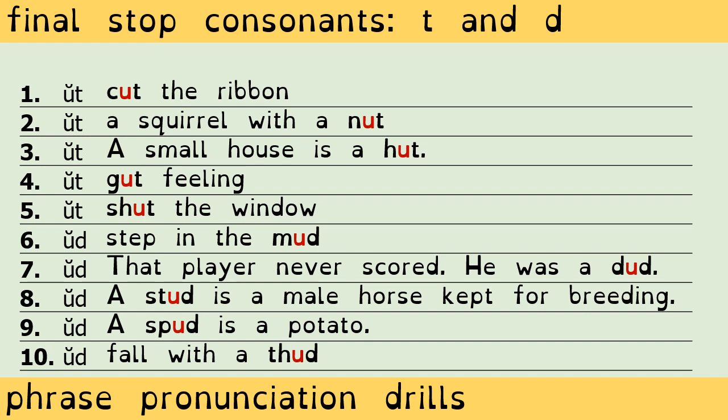The short U sound. 1. Ut. Cut the ribbon. 2. Ut. A squirrel with a nut. 3. Ut. A small house is a hut. 4. Ut. Gut feeling. 5. Ut. Shut the window.